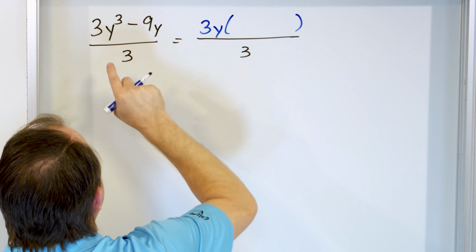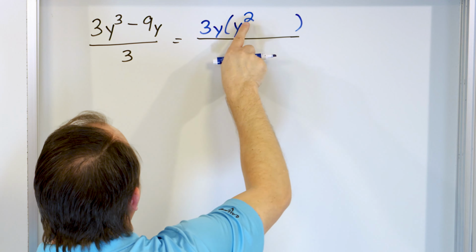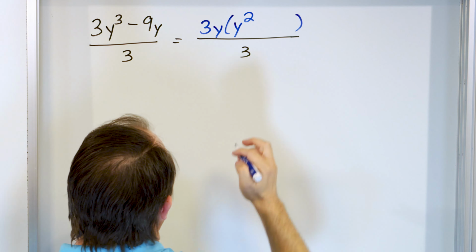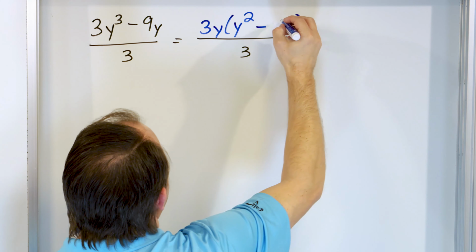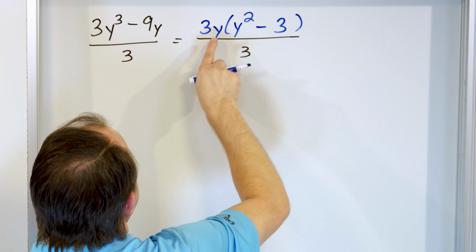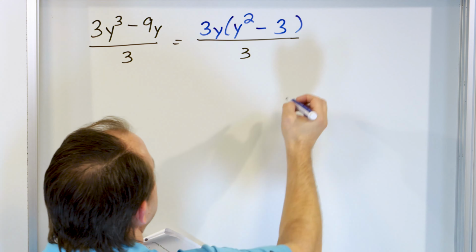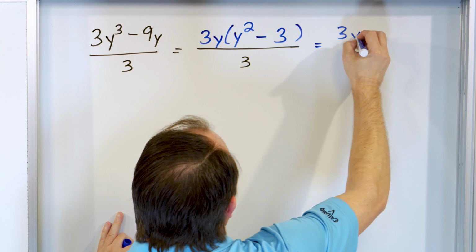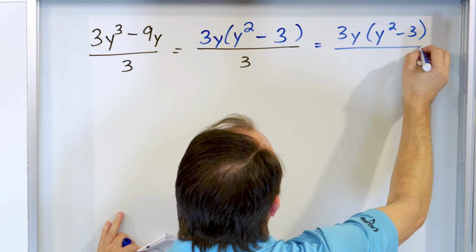3y times something is this. It has to be y squared, because 3 times this is 3, and y times y squared is y cubed when you add the exponents, minus. This times something is 9y. You have to have a 3 there. 3 times 3 is 9. Y times this is just going to give you the y. So that is the factored form. So it's 3y, y squared minus 3, and then 3.